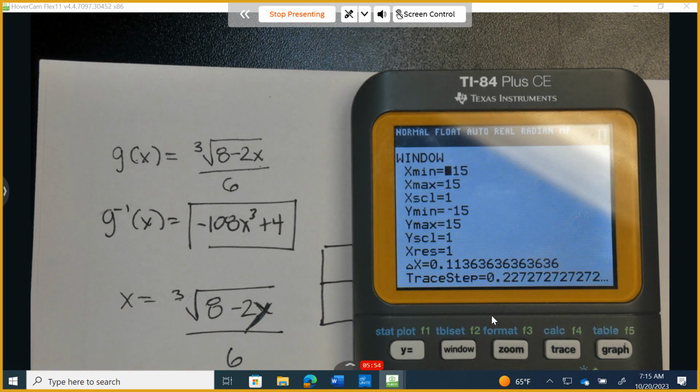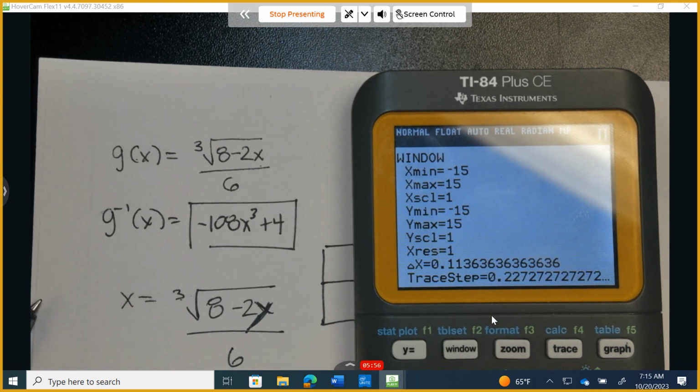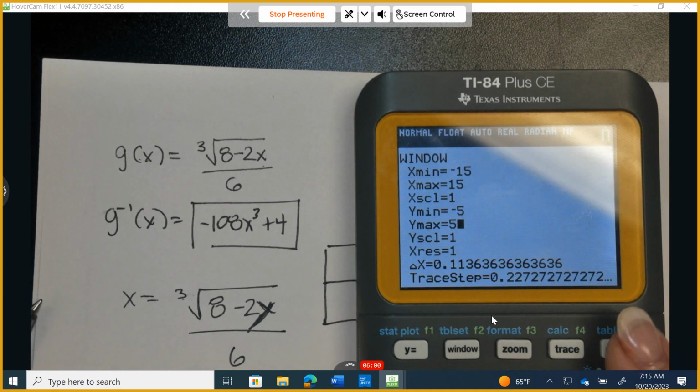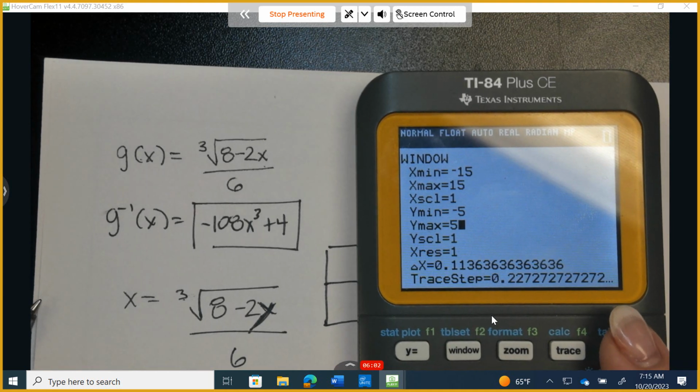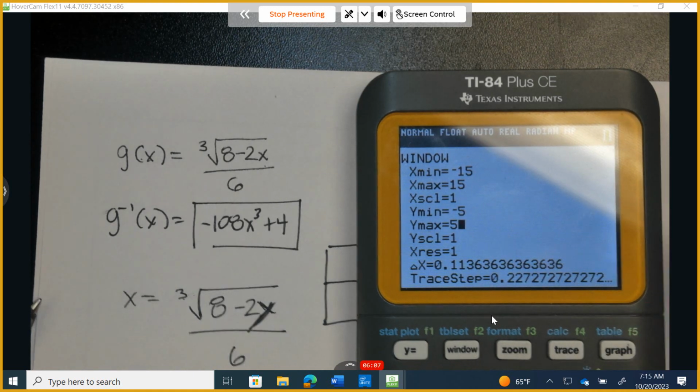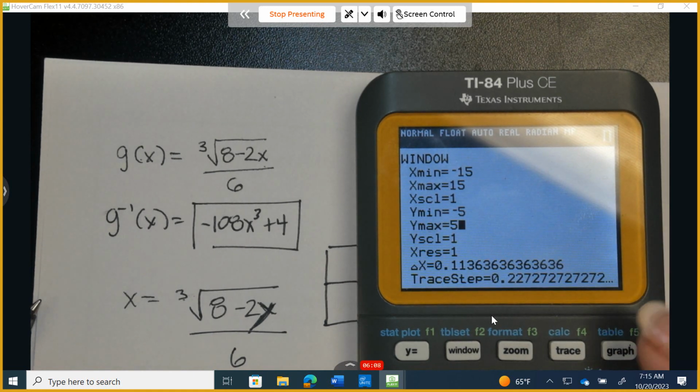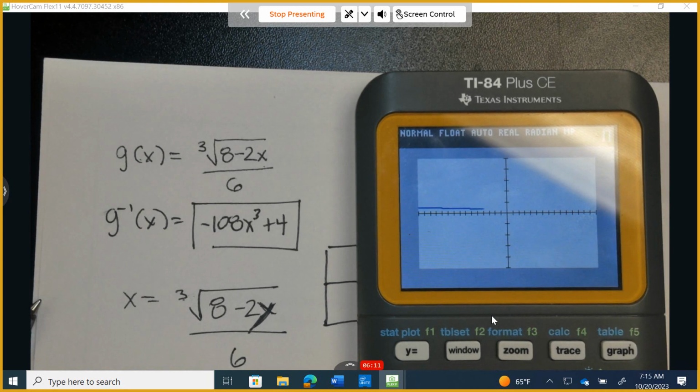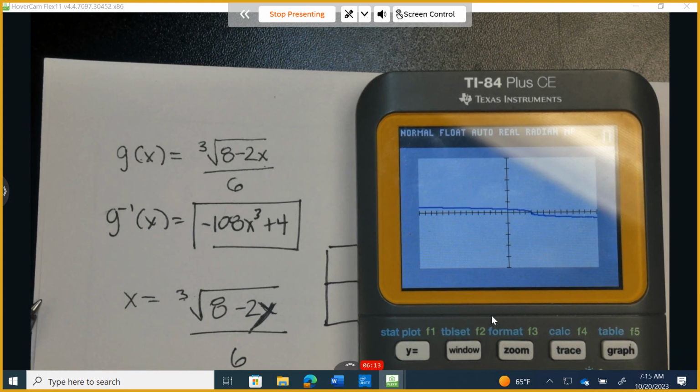I want to go in a little bit closer here. I'm going to take this y value just so I can see it a little better. I'm going to go -5 to +5 in the y's. I may even adjust that with Zoom Fit in just a second, but I want to narrow this down closer to the x-axis so I can see. Okay, I got it. So that's what I have.